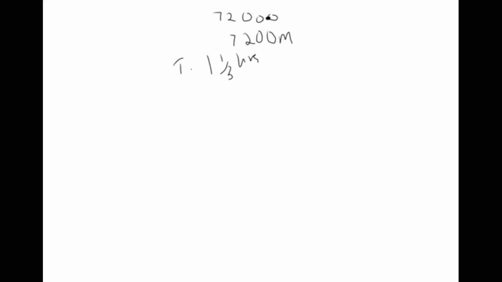Therefore, for us to get the speed, we take the distance over the time taken. Remember, our distance here is 7,200 meters. Our time is 1 and a third hours, but we are told that we give our answer in meters per second. Therefore, we convert this 1 and a third hours into seconds, bearing in mind that 1 hour is equivalent to 3,600 seconds.